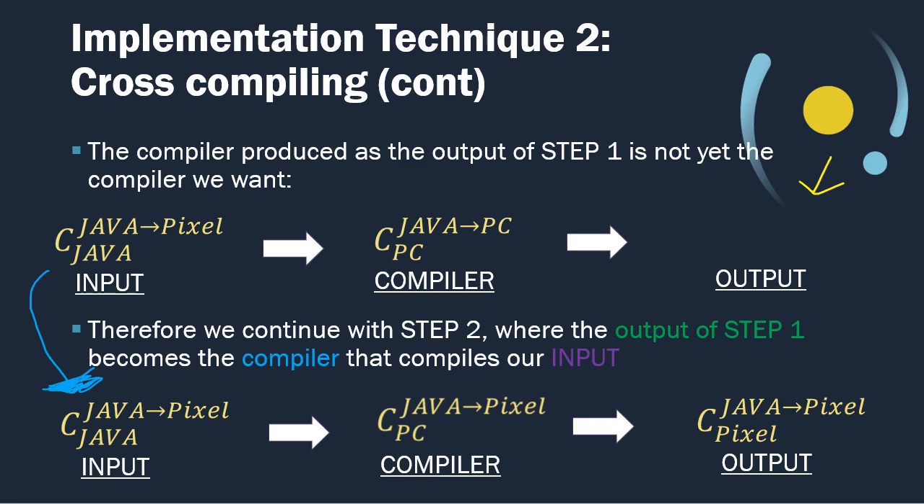And then in step 2, by using the compiler that we have generated in step 1 as the compiler, we would be able to get a compiler that translates from Java to Pixel, which is the same content of the input. However, this particular compiler will be written in Pixel machine language, which is exactly the compiler that we want for the new machine.